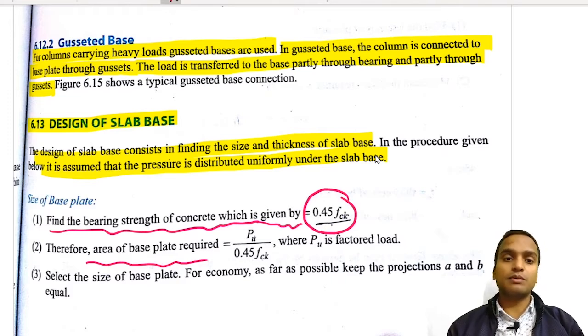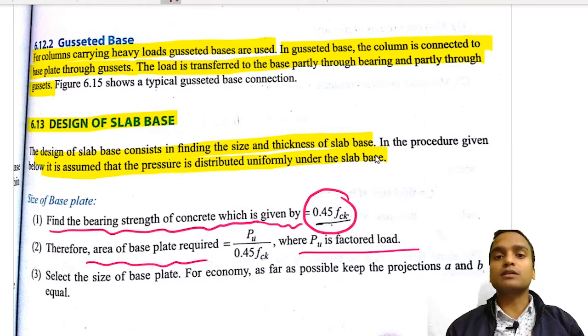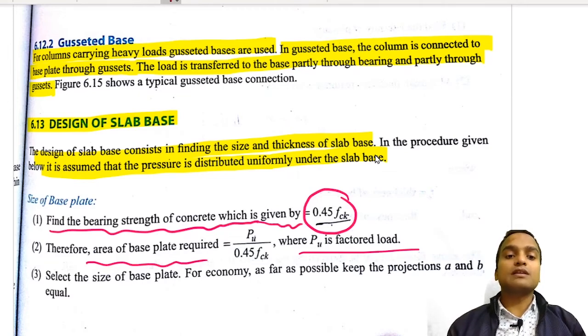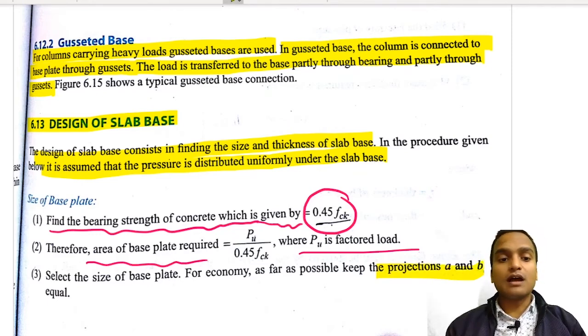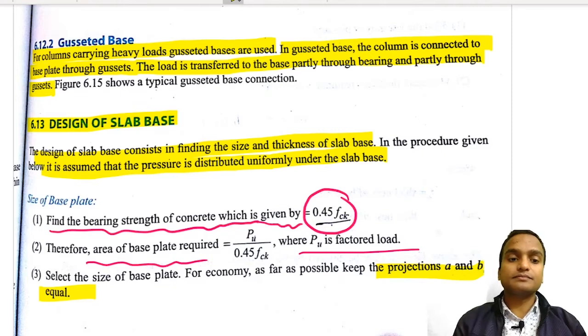Alright, area of base plate will be equal to PU divided by 0.45 fck, and PU should be the factored load, which is equal to 1.5 into working load. Now we have to select the size of base plate, and for economy we keep the projections A and B equal. Okay, A and B projections are kept equal.